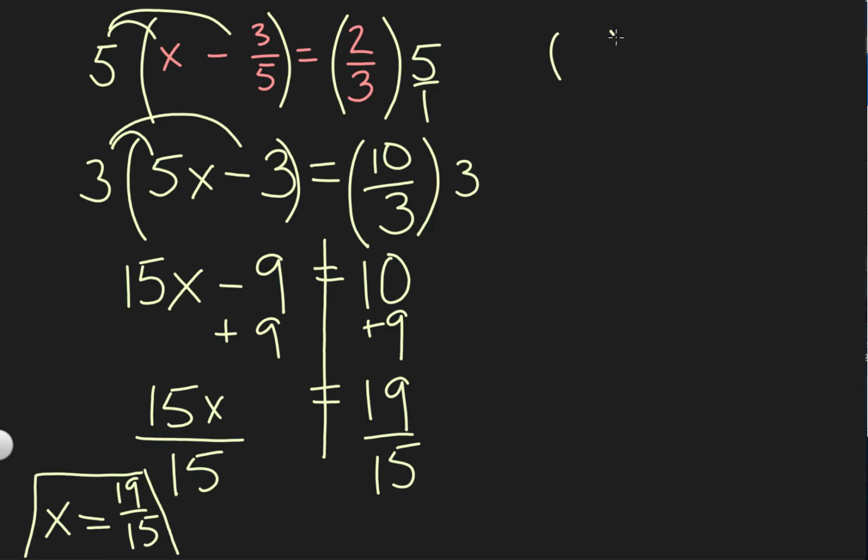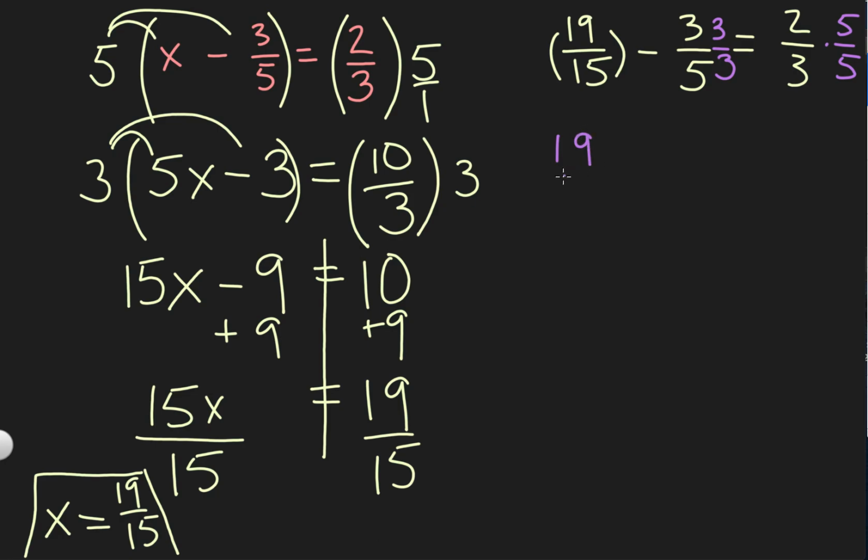And in checking it, we use the original problem. So we replace the variable with parentheses, copy the rest of the problem, and plug in my 19 over 15. Now 15 is a multiple of both 5 and 3, so I'm going to make the denominators both 15 by multiplying this one by 3 over 3, this one by 5 over 5. So now they all have the same denominator. So we've got 19 over 15 minus 9 over 15 is equal to 10 over 15.